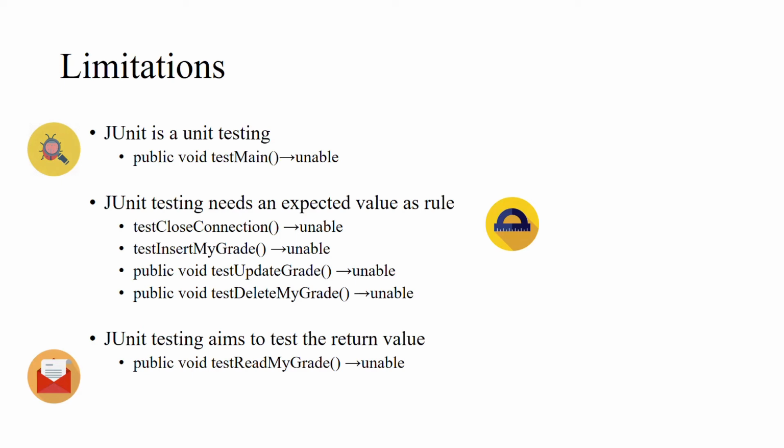And the test insert my grade method, as I've mentioned, we don't know what our user will insert. And the third reason is that JUnit testing aims to test the return value. So for example, the test read my grade method only shows the grades that we have inserted, so it will return nothing. So we cannot use JUnit to test such a method.